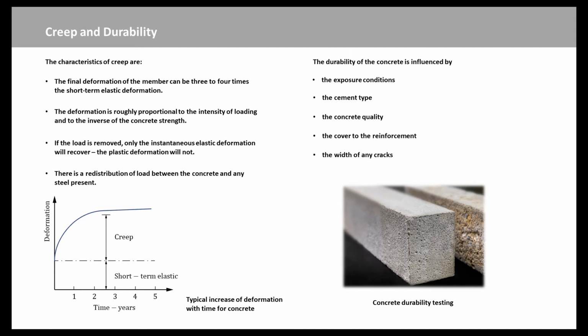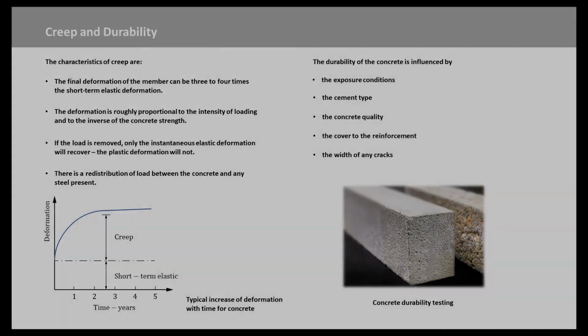A dense, well-compacted concrete with a low water-cement ratio is all important, and for some soil conditions, it is advisable to use a sulfate-resisting cement. Air entrainment is usually specified, where it is necessary to cater for repeated freezing and thawing.